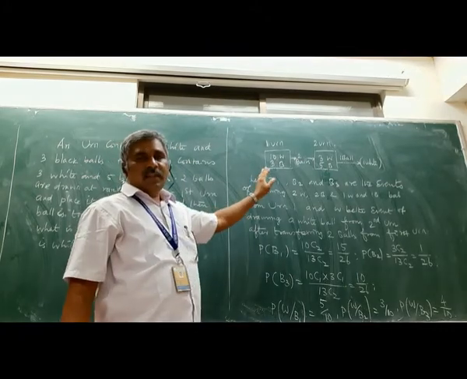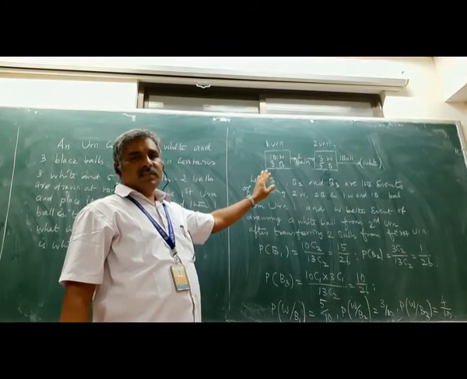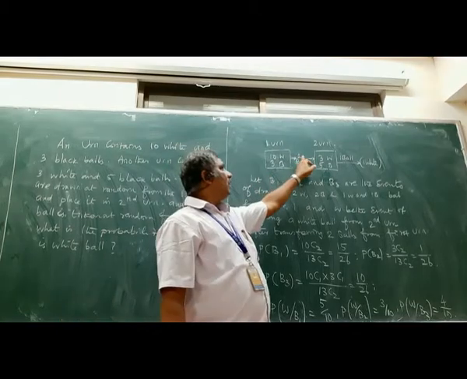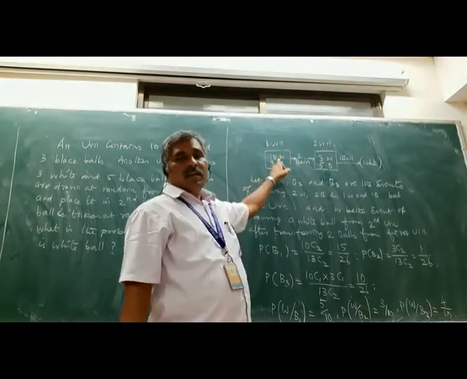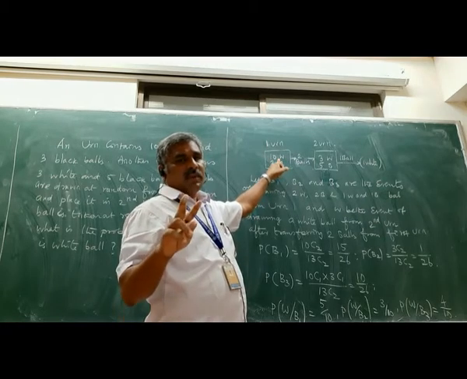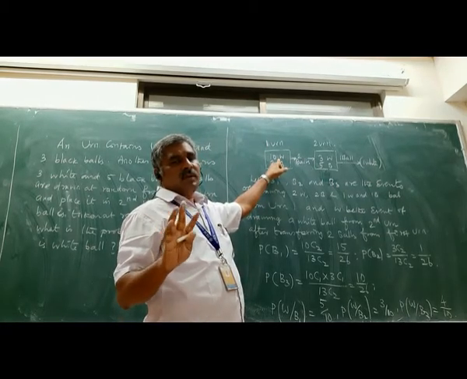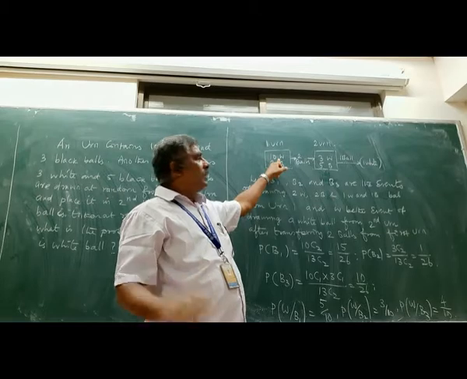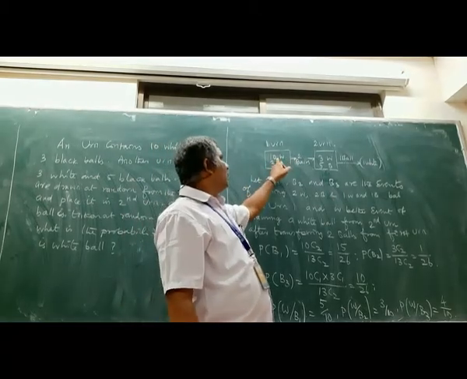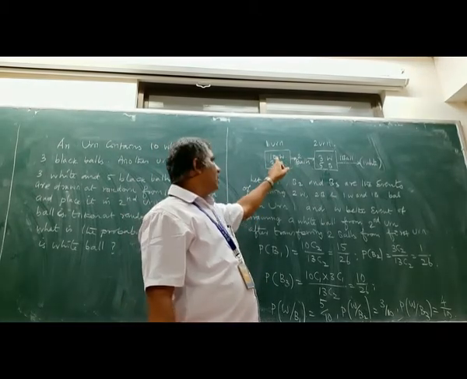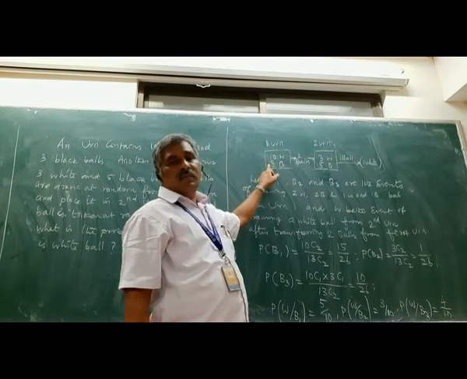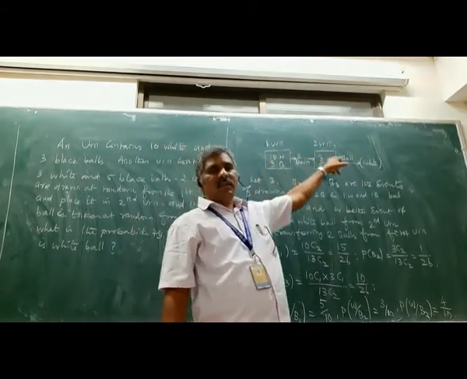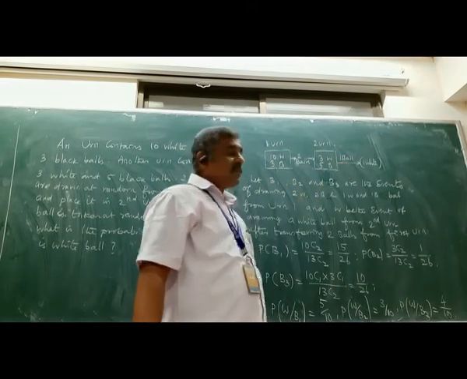Now we define the events. What are the possibilities to draw 2 balls from the first urn? There are 2 types of balls: one is white ball, the other is black ball. So it is possible to take 2 white balls, or 2 black balls, or 1 white and 1 black ball from the first urn to the second urn.